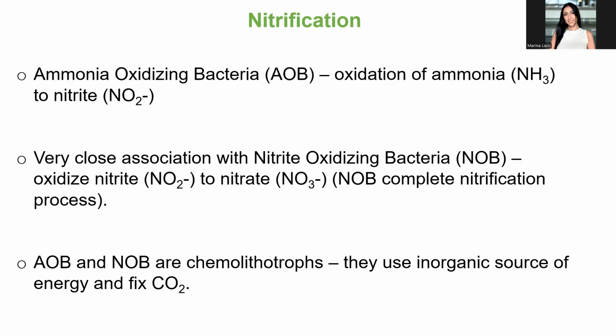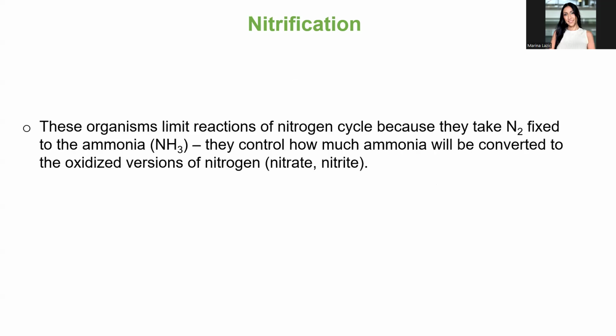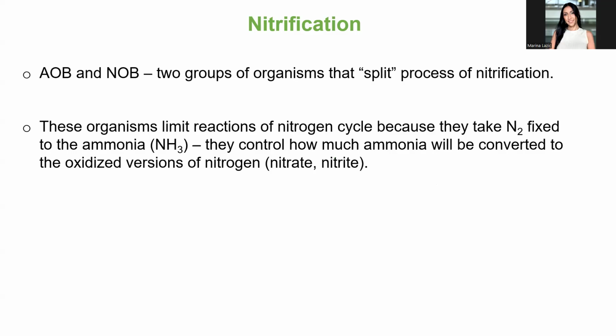They both fix carbon dioxide with the Calvin cycle, which means they need a lot of energy, which means they have to run reverse or cyclic electron flow to generate more and more proton motive force, because they are so limited for proton motive force. These two groups of bacteria, AOB and NOB, are splitting the process of nitrification. The azotrophs will fix nitrogen into ammonia, and these AOBs and NOBs will control how much ammonia is converted and oxidized to different forms of nitrite and nitrate. So again, they are interconnected.